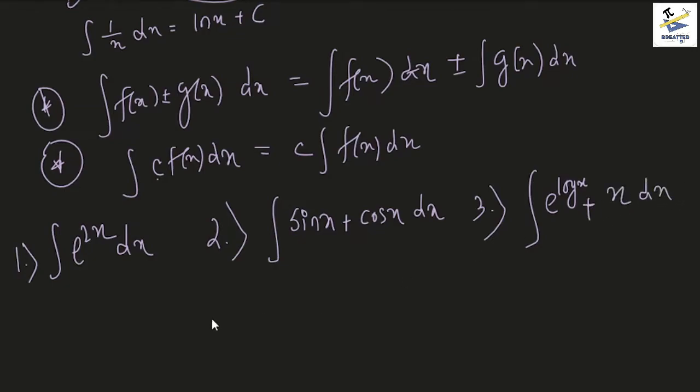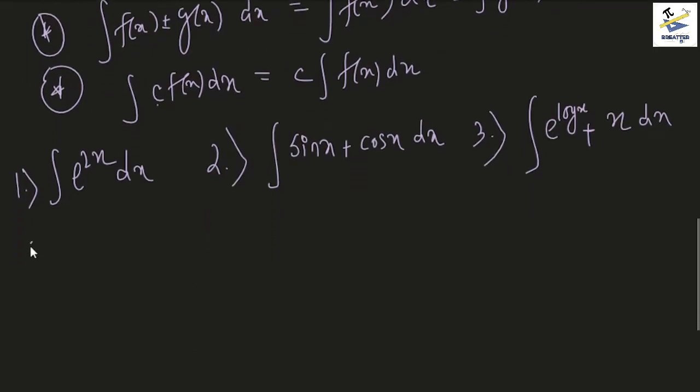So let us try to evaluate all three of them. The solution for 1, as you can see, is just the integral of e to the power 2x dx. What we can do here is write the integral of e to the power 2x dx equals e to the power 2x divided by 2 plus c, right?